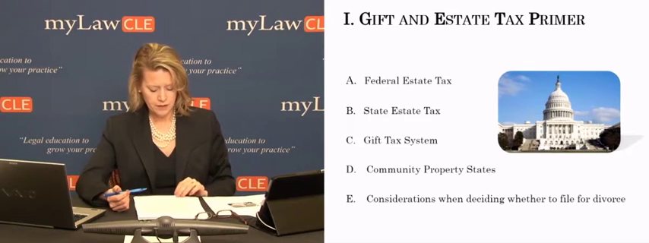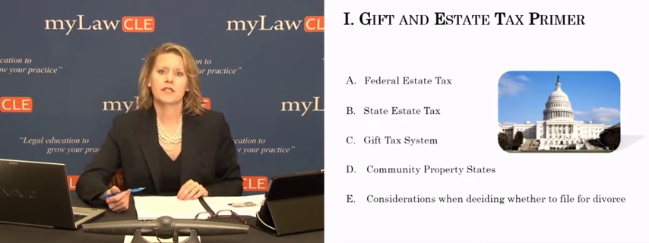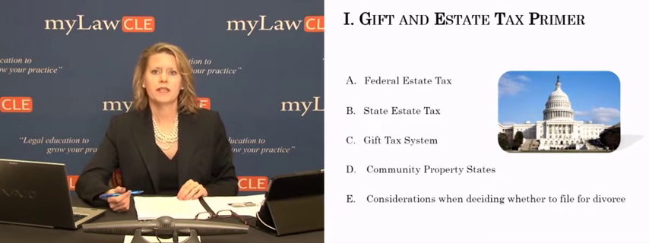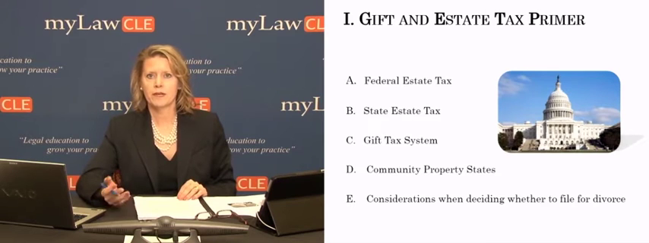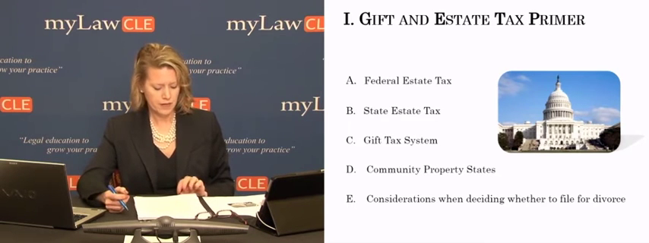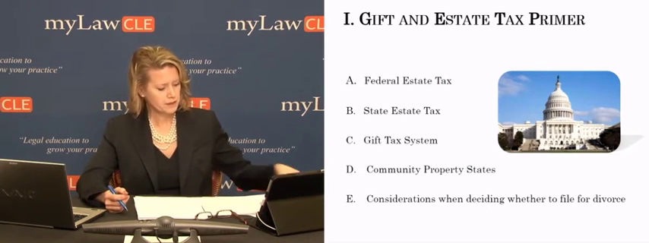There is also an additional exemption for $5.43 million, which is called a generation skipping applicable exclusion. And what that means is you can gift, in addition to the 5.43 to anyone in your life, 5.43 to any generation which skips your children and goes to grandchildren or further removed generations.